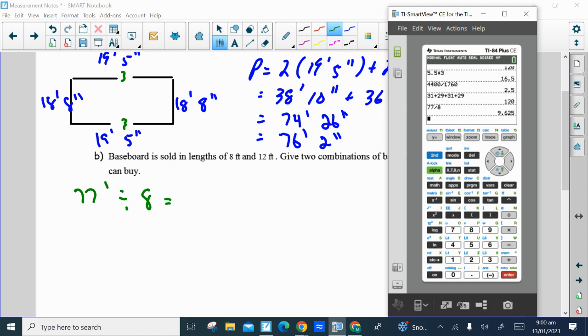That's how many 8-foot chunks she would need. Now again, you can't buy part of one, which means you'd have to round that number up. 9.625 would round up to 10.